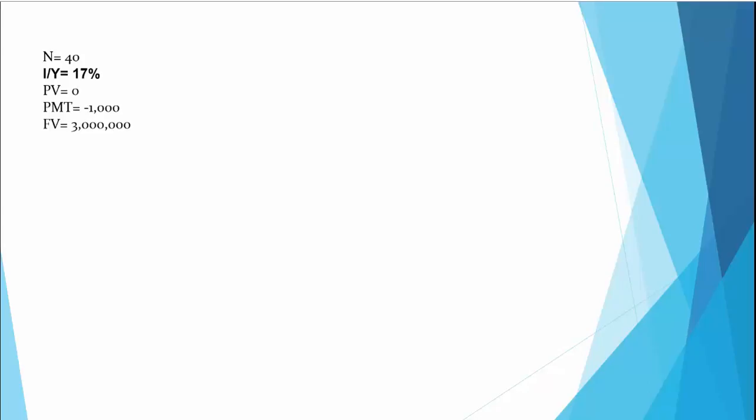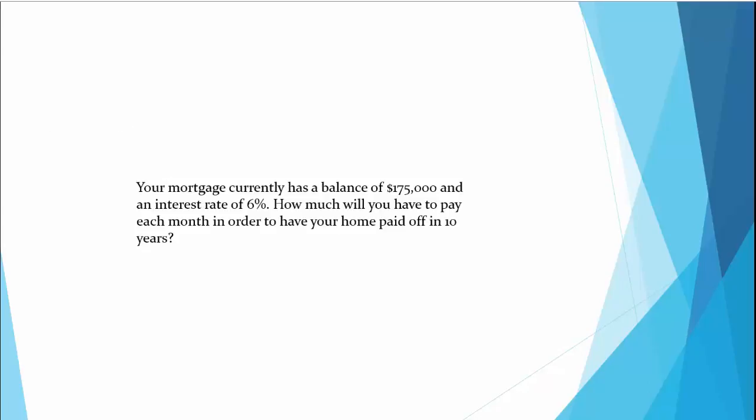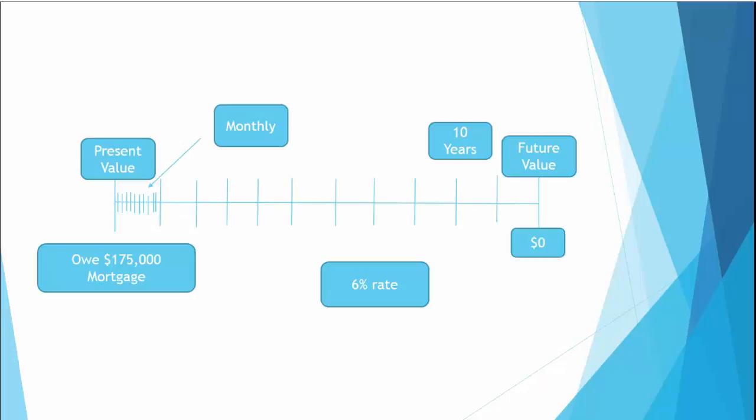Okay, now one last problem. Your mortgage currently has a balance of $175,000 and an interest rate of 6%. How much will you have to pay each month in order to have your home paid off in 10 years? First step, draw a timeline like the one shown on this slide. Next, identify the key data. Your mortgage has a current balance, so we know that this is a present value. The interest rate is 6%. You want your house paid off in 10 years, so 10 is the N, number of periods. And your future value will be 0 because you want the mortgage paid off to 0.